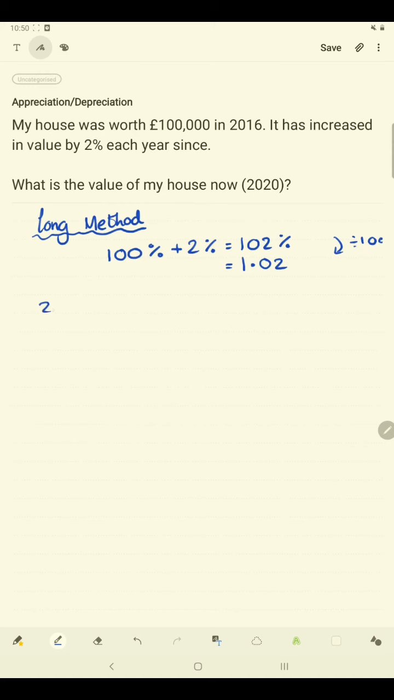So in 2016, it was 100,000. 2017 is going to be 100,000 times that decimal, because that will give us 102% of what we had. So we type that into your calculator, 100,000 times 1.02, and that gives us 102,000. So what were we in 2018?